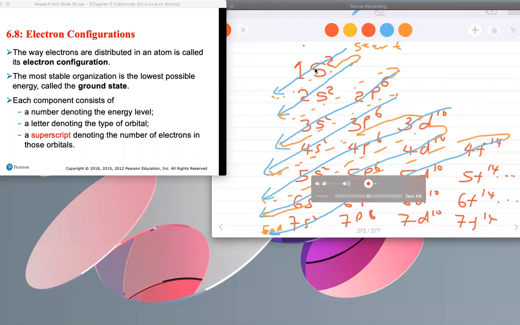In other words, shell number 1 has 1 subshell. Shell number 2 has 2 subshells. Shell number 3 has 3 subshells: the 3s, 3p, and 3d. For the fourth shell, or fourth energy level, we have 4s, 4p, 4d, and 4f. When we get to the fifth energy level, we have 5s, 5p, and so forth.